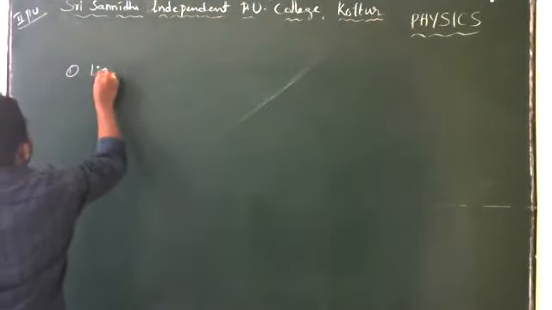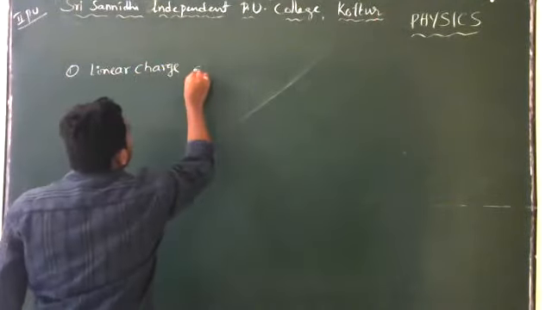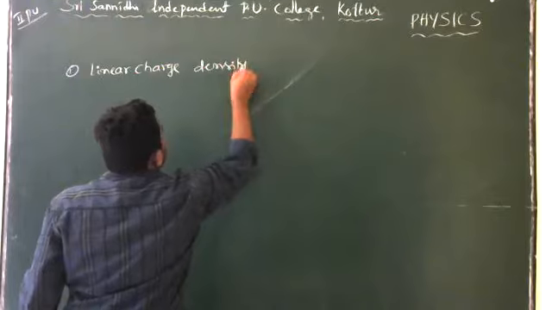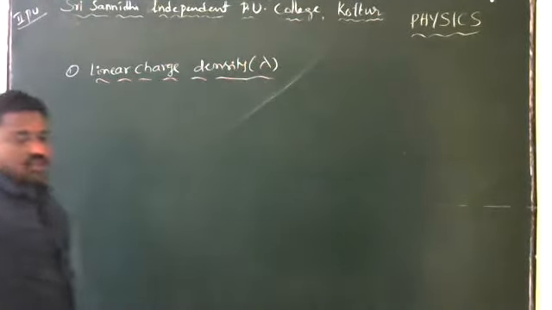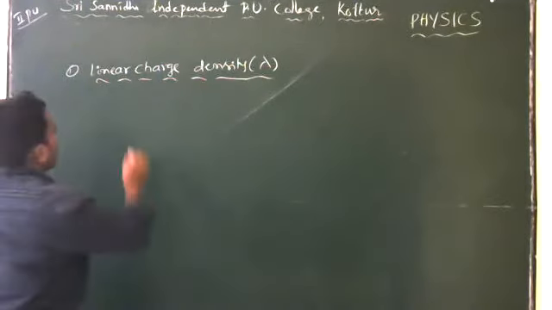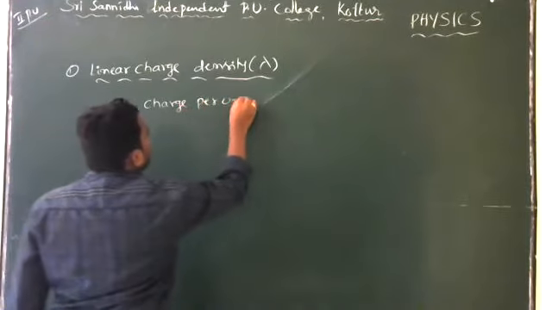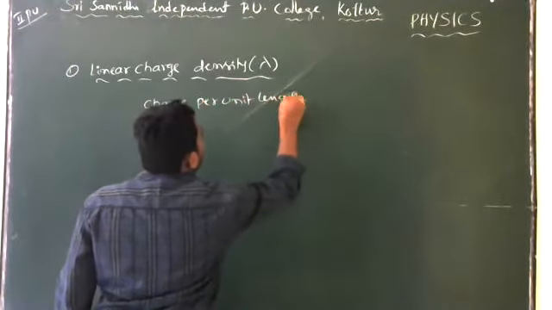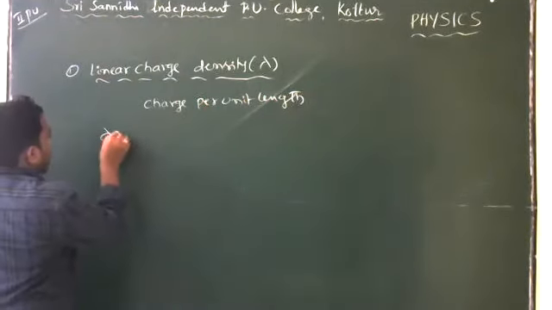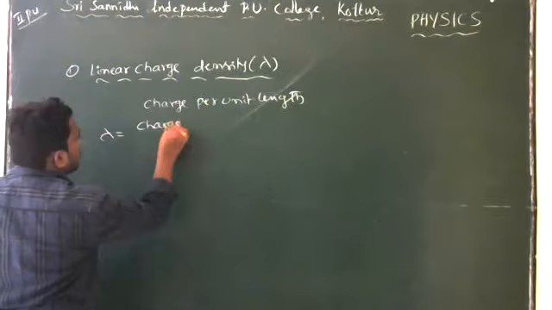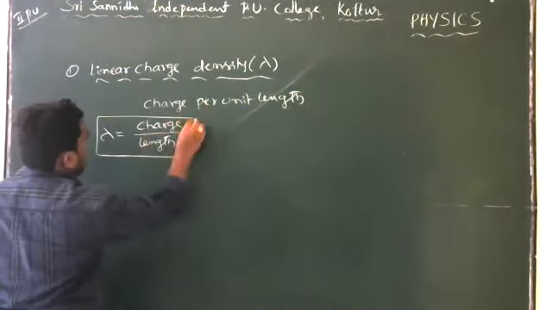Linear charge density is denoted by lambda. What is the definition of linear charge density? Charge per unit length. This is called the linear charge density. So lambda is equal to charge divided by length.